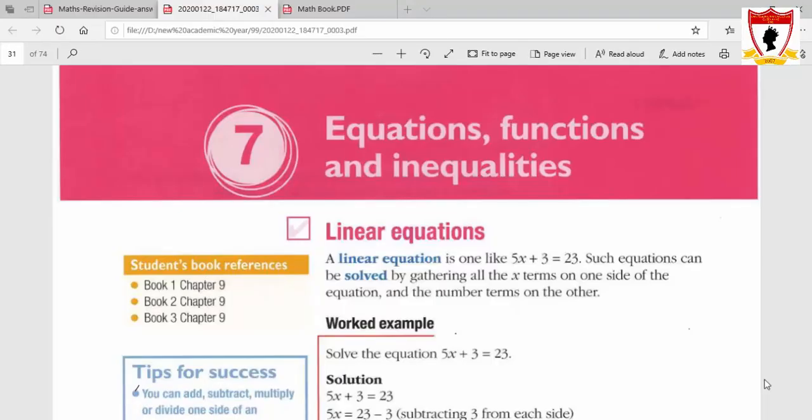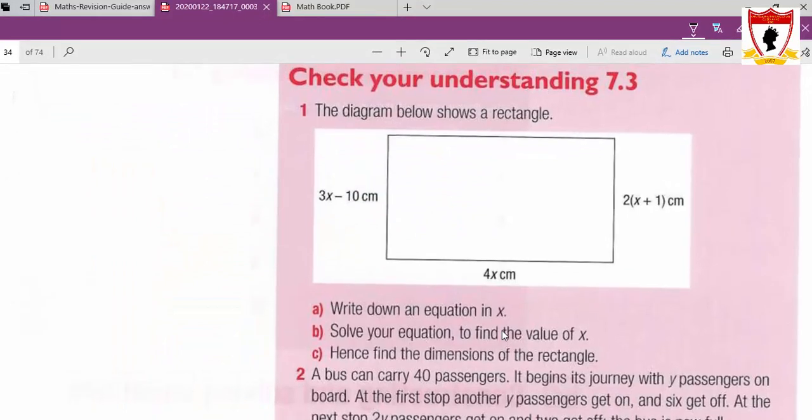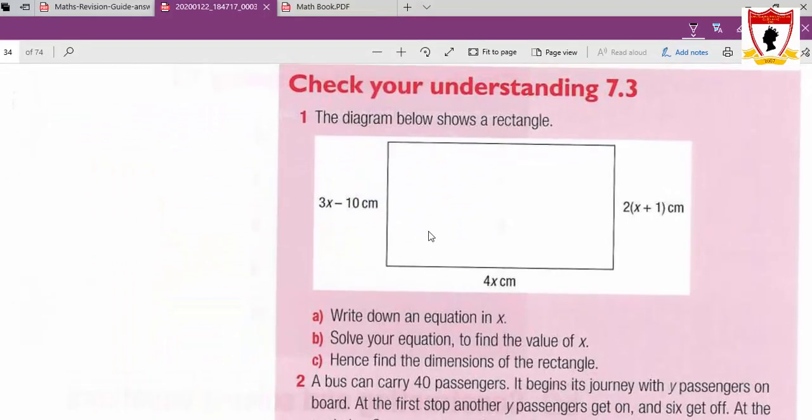Hello everyone and welcome to another tutorial. In this tutorial we're going to focus on inequalities. These are some problem solvings that we can use equations to solve them.